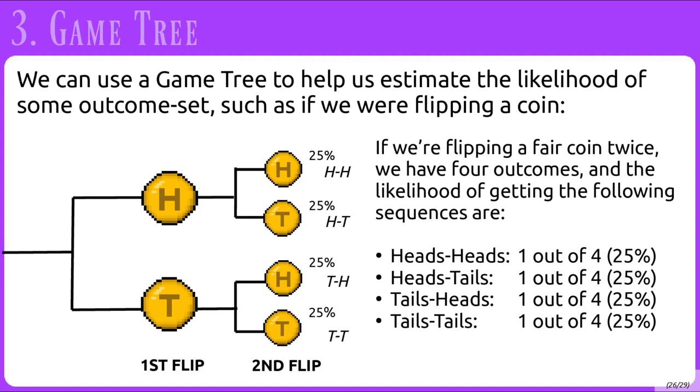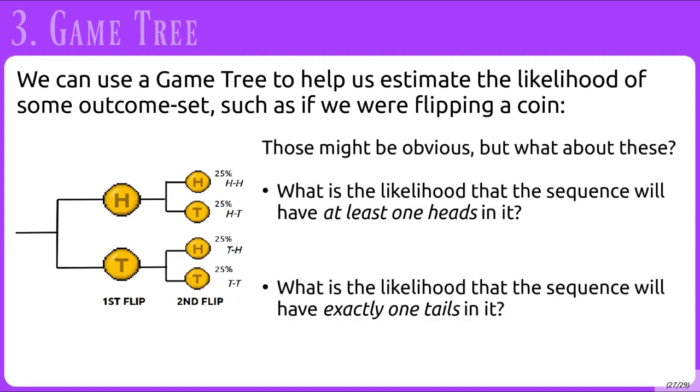Then, if we're flipping a fair coin twice, we have 4 outcomes, and the likelihood of getting the following sequences are, for heads, heads, 1 out of 4, or 25%, and heads, tails, tails, heads, and tails, tails will also all be the same. So asking the probability of getting heads, heads, heads, tails, tails, heads, or tails, tails might be obvious, 25% each. But what if we ask a question like, what is the likelihood that the sequence will have at least 1 heads in it? Or, what is the likelihood that the sequence will have exactly 1 tails in it?